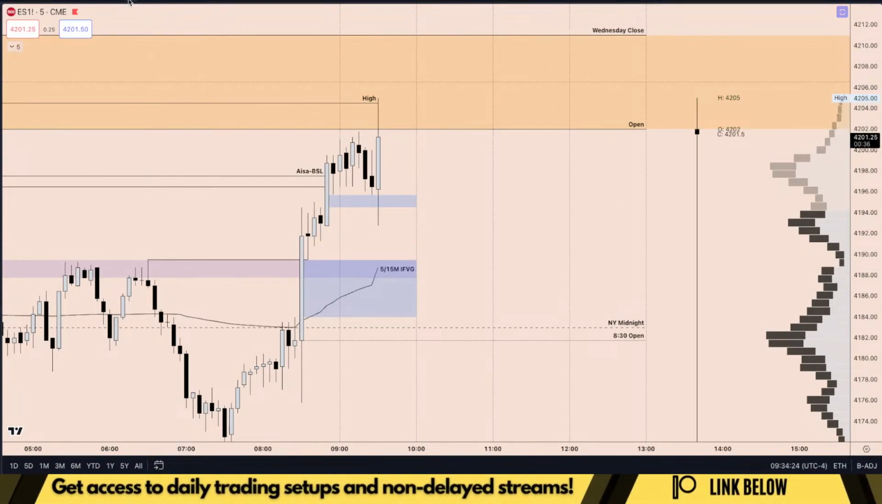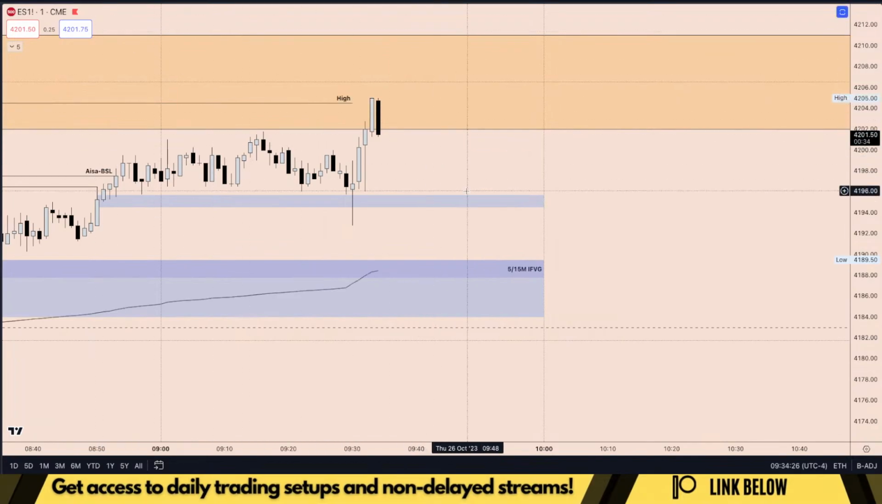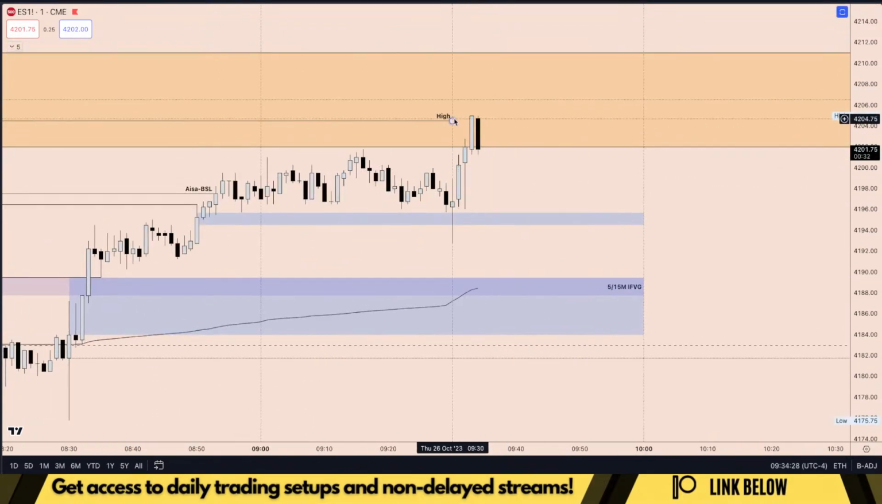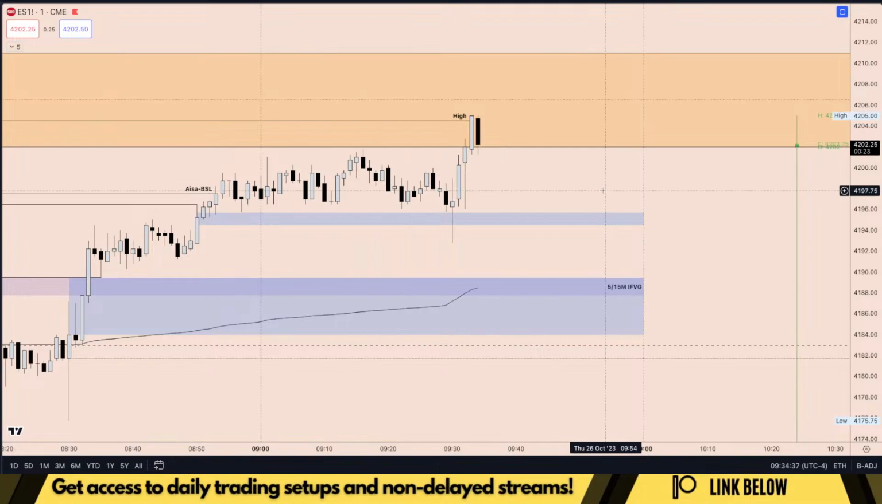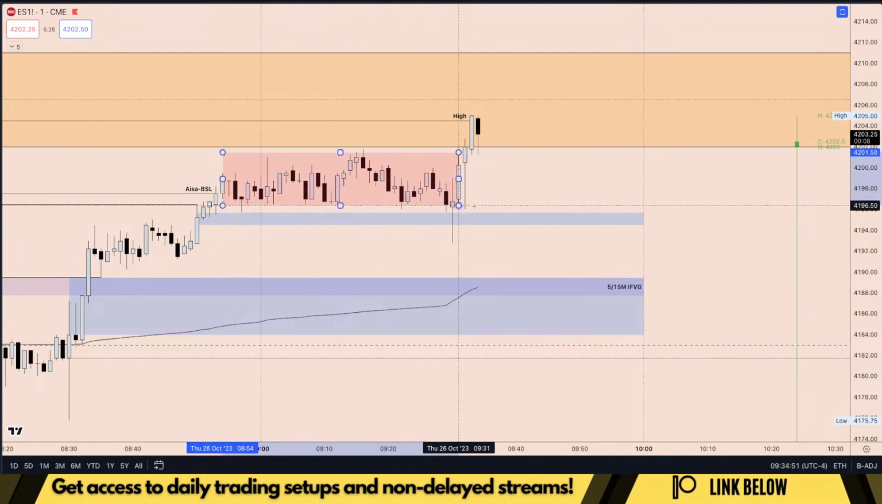38 seconds to go for this 5-minute candle to close. Let's check what the 1-minute candles are looking like or telling us. We're at the high. We closed above on the 1 minute. We don't have a 9:30 fair value gap yet. We took out this consolidation high and low.